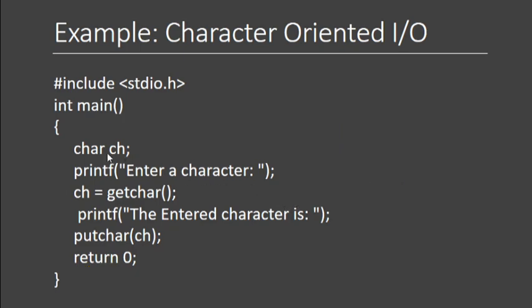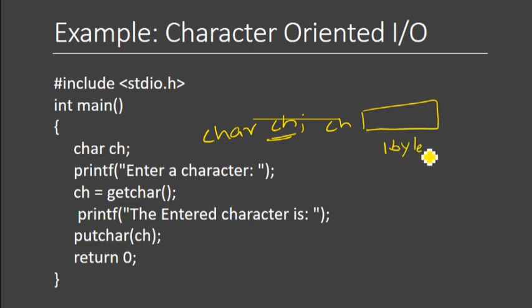Let me discuss. Here the first instruction is char. char is a keyword and ch is a variable. I am declaring a variable ch as a character, hence one byte of memory will be allocated for the character variable. char is a keyword here. Then printf "Enter a character" will be printed onto the screen.